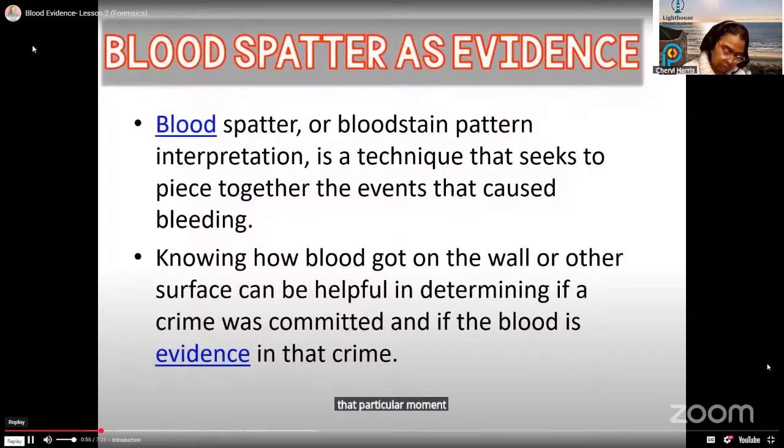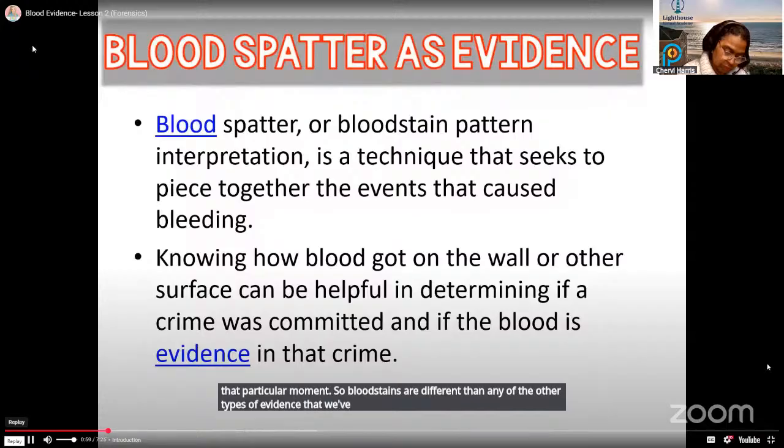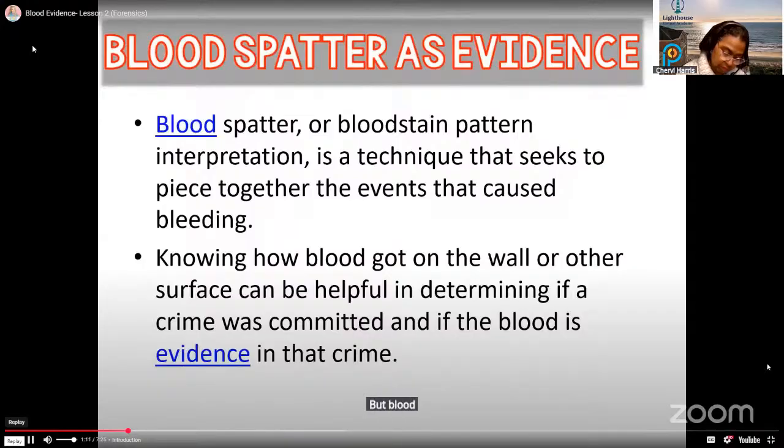So bloodstains are different than any of the other types of evidence that we've discussed so far in this unit. Fingerprints, DNA, fibers, hairs, all of those serve as evidence that points directly to a suspect or a group of suspects. But bloodstains serve as a story, a way for investigators to determine the events that surround that crime scene.